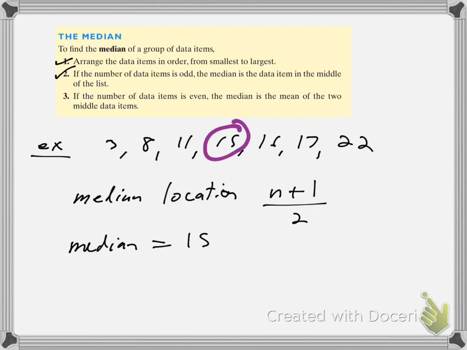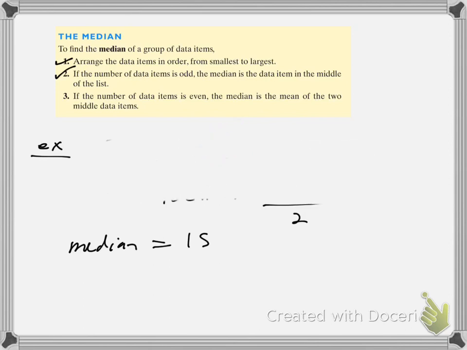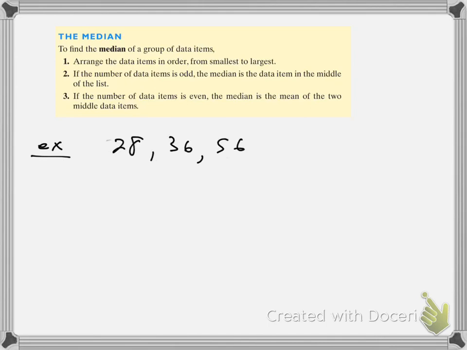If the number of data items is odd, as in this example, the median is the data item in the middle of the list. Okay, so what if it's even? Let's do that one. Let me erase all this stuff. Let's do one where there's an even number of items. So there's no strict middle. There's 3 here and there's 3 here.